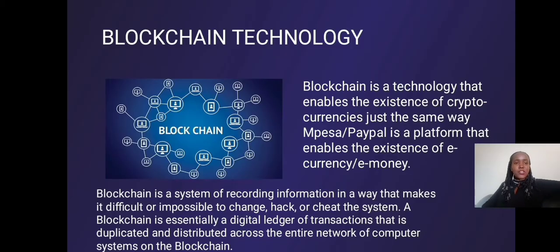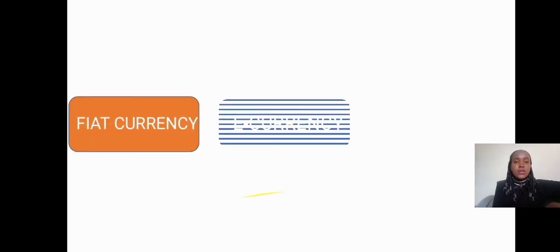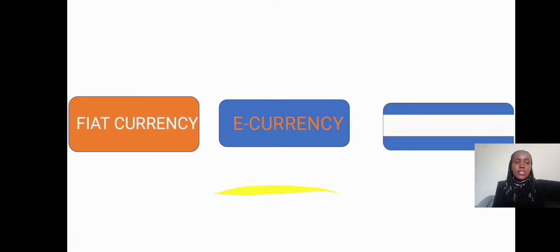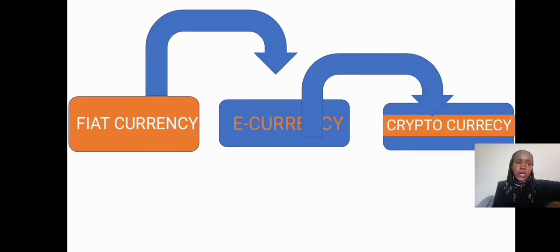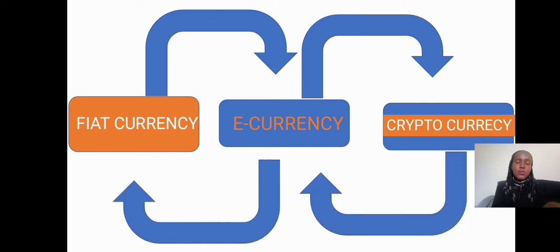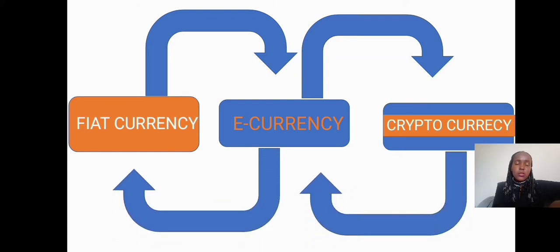So you might be asking yourself, what is blockchain technology? Blockchain is simply a technology that enables the existence of cryptocurrencies, just the same way M-Pesa or PayPal is a platform that enables the existence of e-currency or e-money. As you can see, we have moved from fiat currency to e-currency. Right now, we are at cryptocurrency. Simply, cryptocurrency has not come to replace fiat currency or e-currency. It is just an upgrade of the latter.